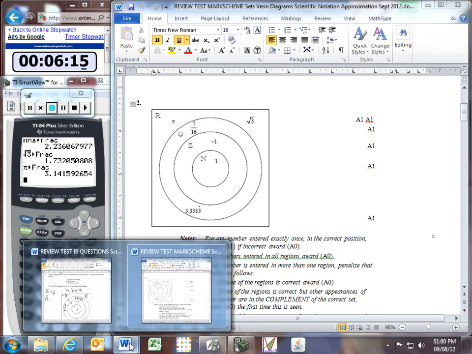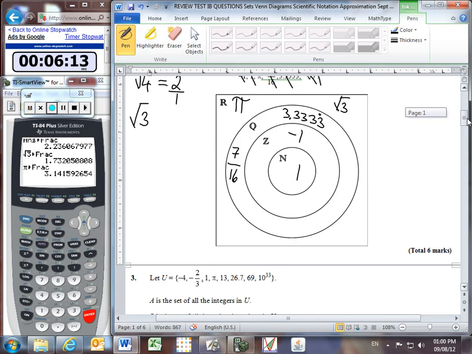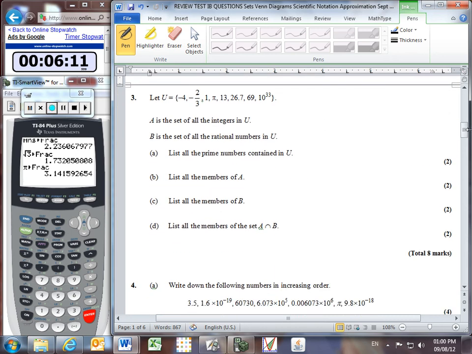Moving on to number 3 now. The universal set has been given with, looks like 8 different values inside. It says that set A is the integers and B will be the rational numbers, so I guess those are going to be subsets. Part A, list all the prime numbers contained in the universal set.